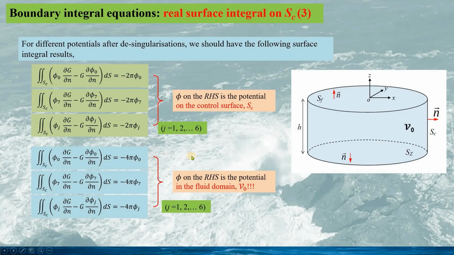For practical purposes, we may be more interested in the following expressions. Here, the potentials in the fluid domain V0 are given by these relations. The potentials on the right-hand side. Here, phi 0, phi 7, and phi j are the potentials in the fluid domain V0.